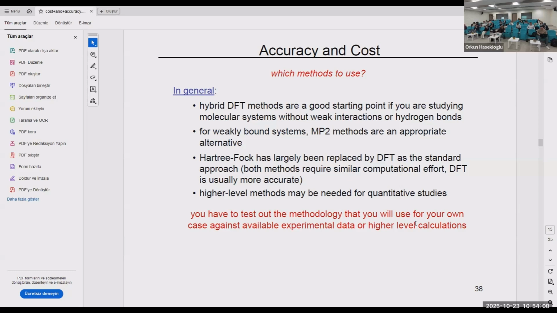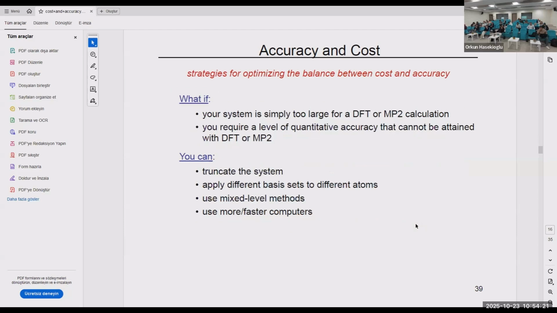For weakly bound systems, MP2 methods are an appropriate alternative. And Hartree-Fock has largely been replaced by DFT as the standard approach. Higher level methods may be needed for quantitative studies, okay? So you have to test your method and your basis set against experimental data or a higher level of theory calculation.